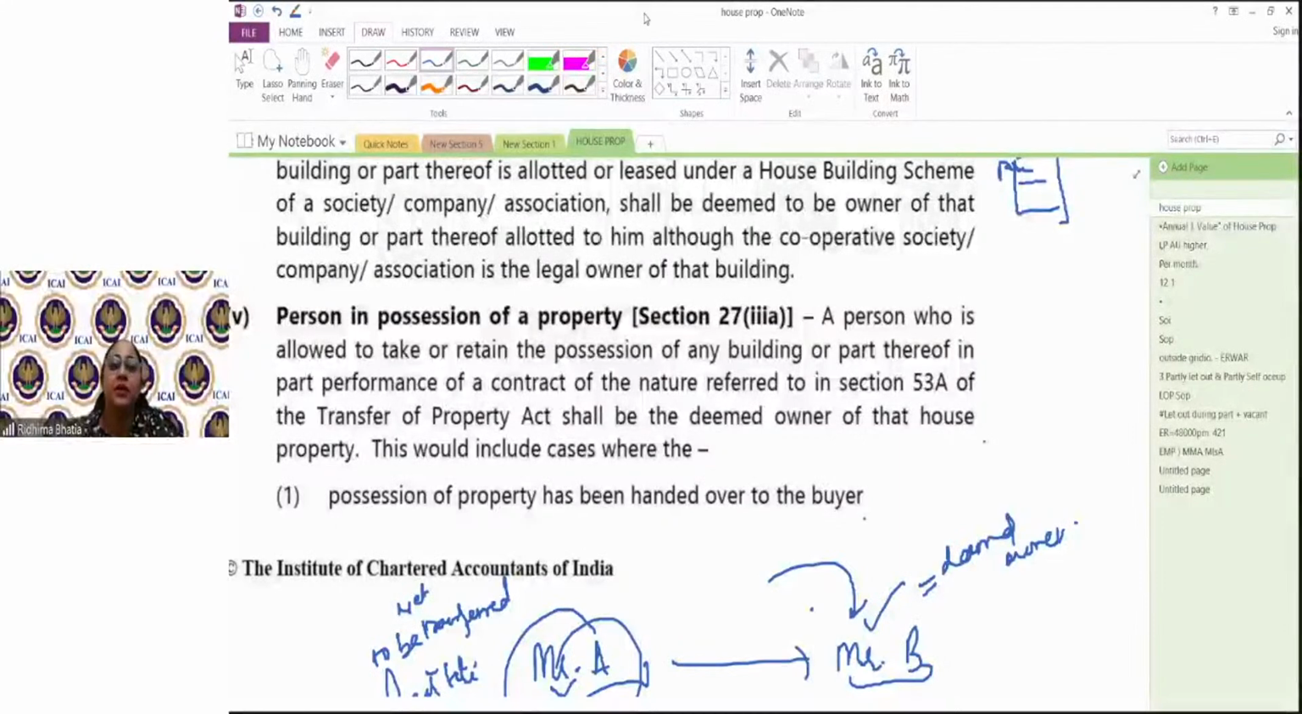Composite rent, we completed. Income from land outside India, or property outside India, was done. Then we did the concept of deemed ownership. We did the concept of recovery of unrealized rent. So if anyone has a doubt anywhere, please feel free to ask.